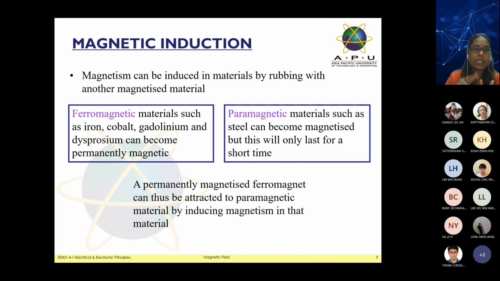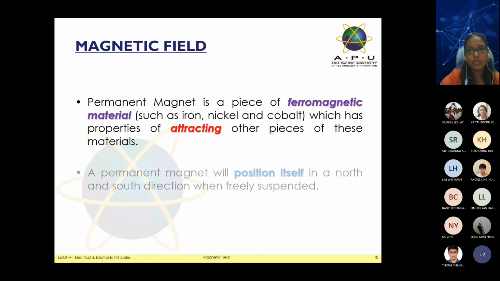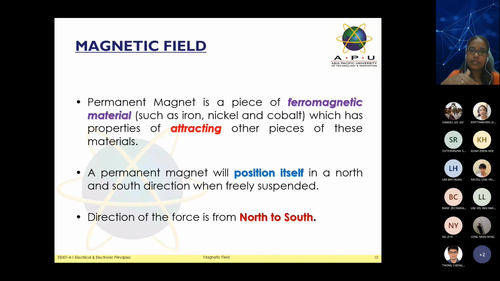Please take note, in magnetic induction we have two types. If anyone asks what types of magnetic induction we have, these are the two things you need to know. One is ferromagnetic, one is paramagnetic, and they differ: one is permanent, one is temporary. It's the same thing based on your explanations. You may have a look at the slides later on.